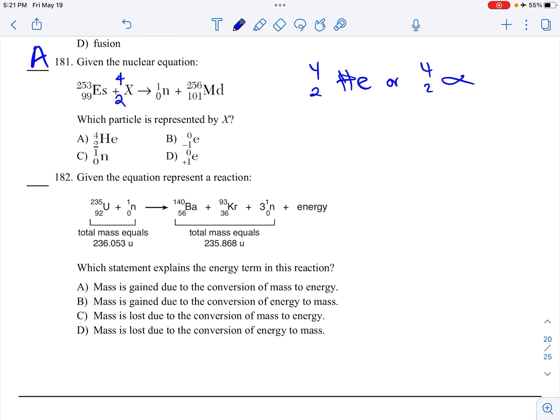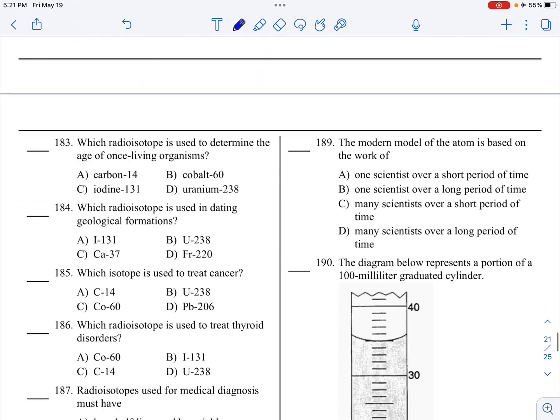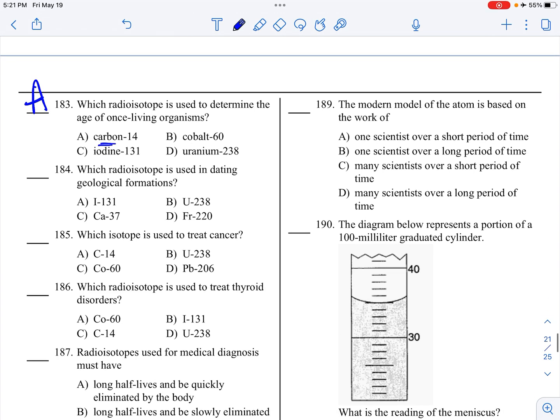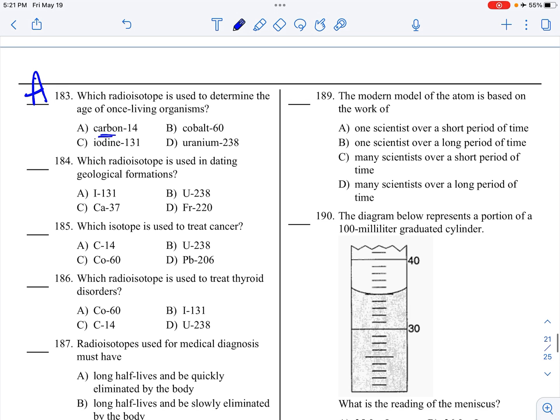Which statement explains the energy in the energy term in this reaction? So it looks like we've lost some mass. So why would you write that it's gained? The number went down. And why did we lose some mass? Because it converted mass to energy. Albert Einstein. Which radioisotope is used to determine the age of once living organisms? It's carbon-14, organic, living. Which radioisotope is used in dating geological formations?